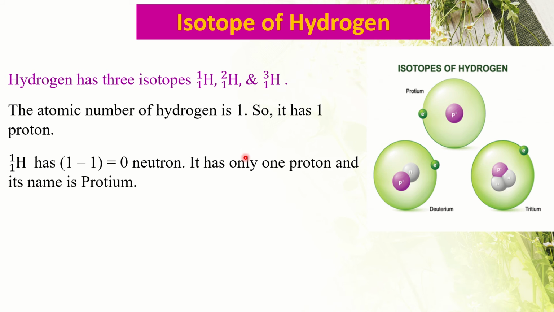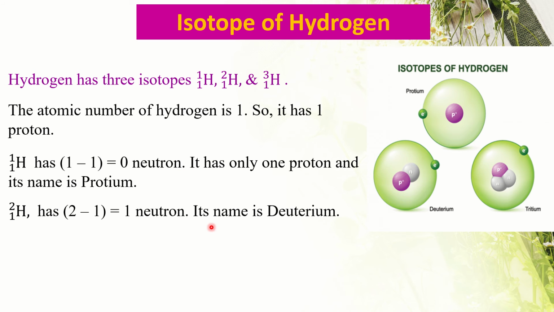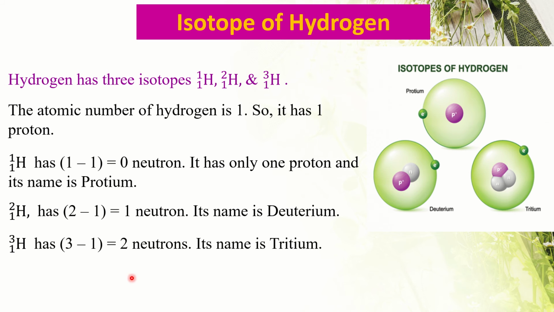So these 3 isotopes of hydrogen: first one is protium, it has 1 proton and 0 neutron. Second one is deuterium, it has 1 proton and 1 neutron. And third one, its name is tritium, it has 1 proton and 2 neutrons.